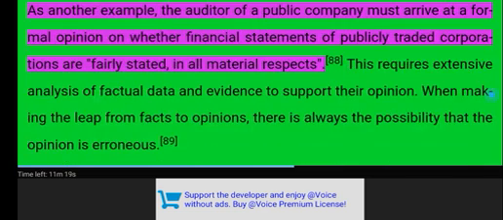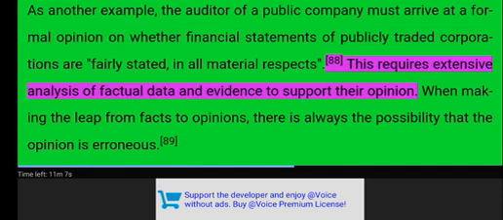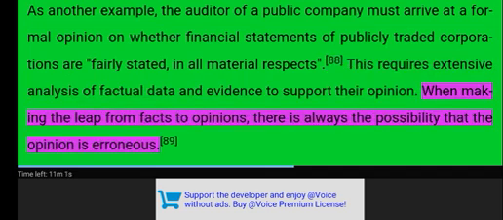As another example, the auditor of a public company must arrive at a formal opinion on whether financial statements of publicly traded corporations are fairly stated in all material respects. This requires extensive analysis of factual data and evidence to support their opinion. When making the leap from facts to opinions, there is always the possibility that the opinion is erroneous.